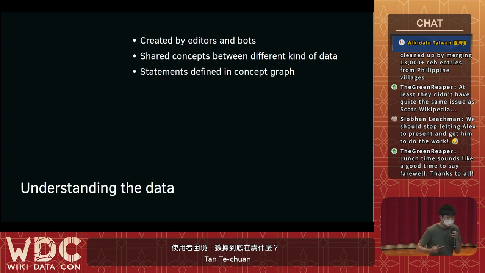And also there is so much data in Wikidata, and some of it is created by editors and bots. And there are some concepts shared between one kind of data and another kind of data, like in the previous example, "replaces" and "replaced by" can be shared by books and countries. So sometimes it's a little hard to understand the relation between those examples.